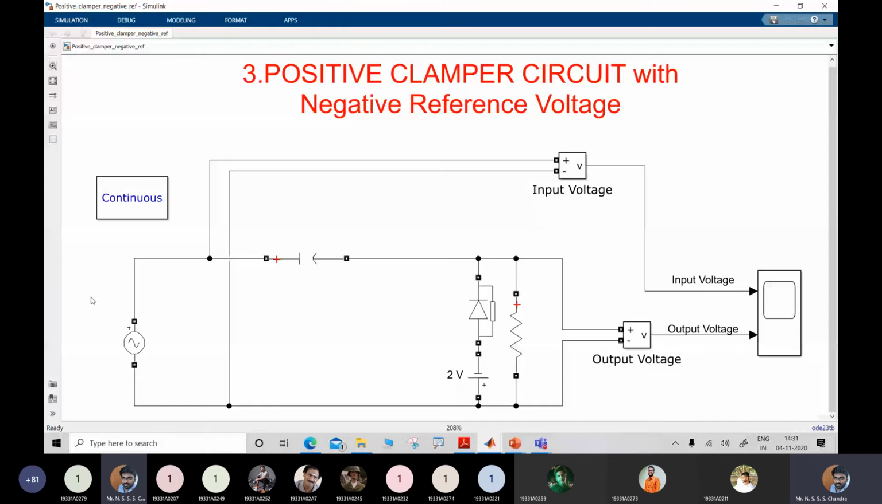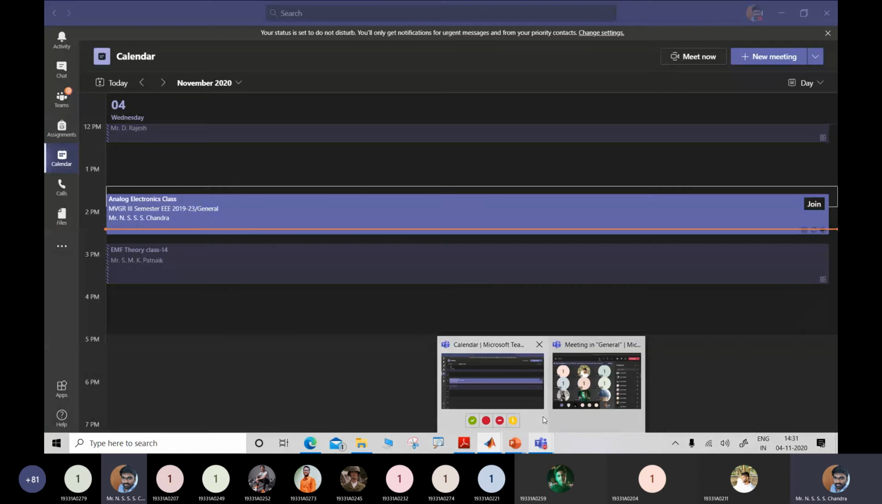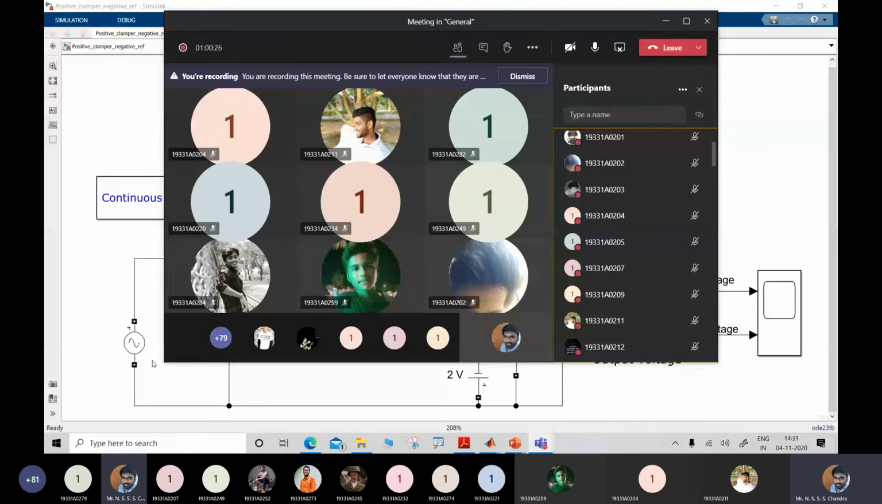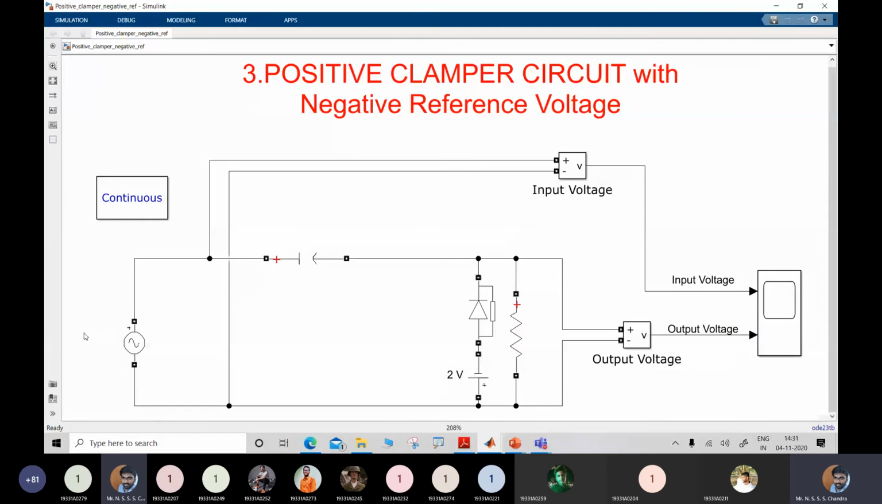Screen not visible to us? Is my screen not visible? Others, please respond. Is my screen visible or not? Network problem. So that is your problem.